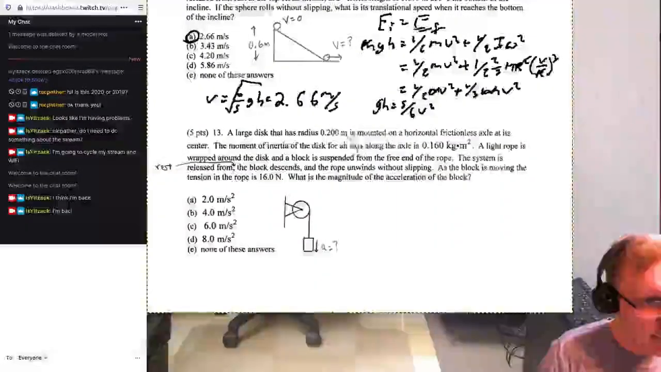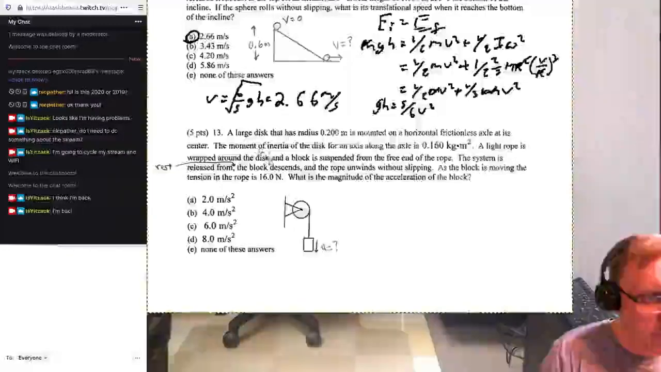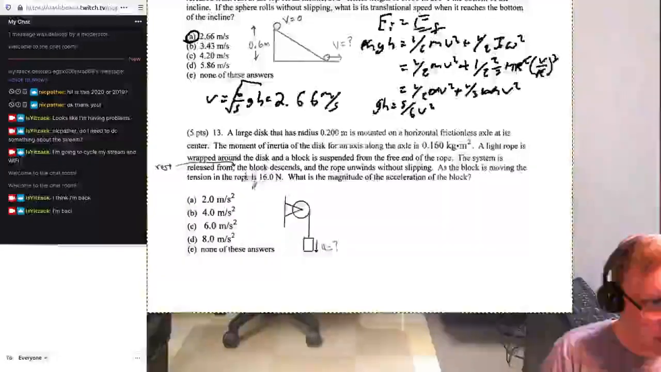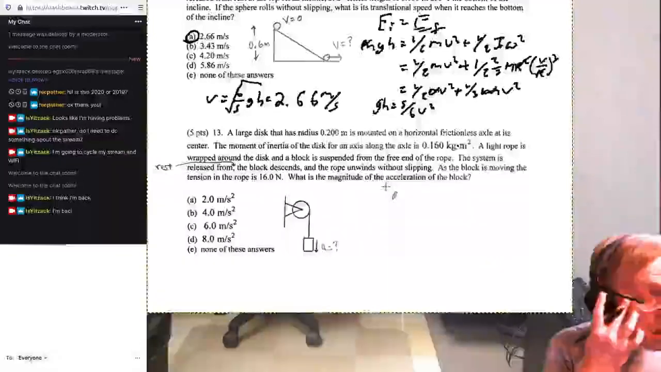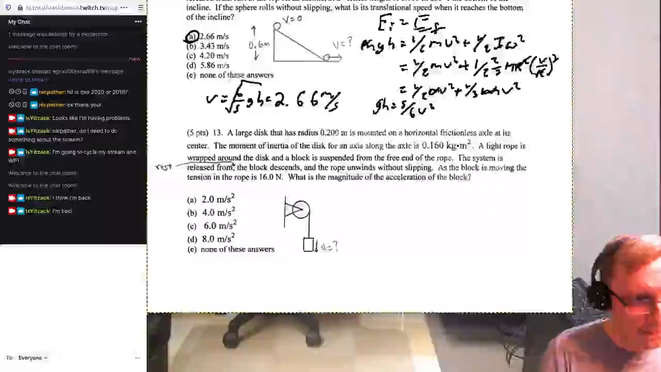A large disk has a radius of 0.2 meters. It is mounted to a horizontal frictionless axis. Moment of inertia of the disk is given. A light rope is wrapped around the disk and a block is suspended from the free end of the rope. The system is released from rest. The block descends and the rope unwinds without slipping. As the block is moving, the tension is 16 newtons. What is the magnitude of the acceleration of the block? Okay.